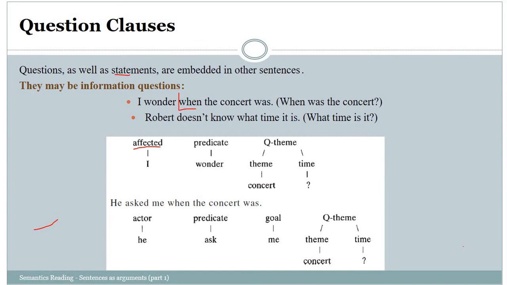Here you can see, he asked me when the concert was. Normally there is the question, when was the concert, embedded into the other sentence, and here he is the actor position as a lexical role, and the predicate is ask. The goal is me, I mean, as a lexical role here is the goal, which is directed to the predicate, and the question theme is the concert, and there is also a time expression. Actually it asks about what time, or when asks about the time.